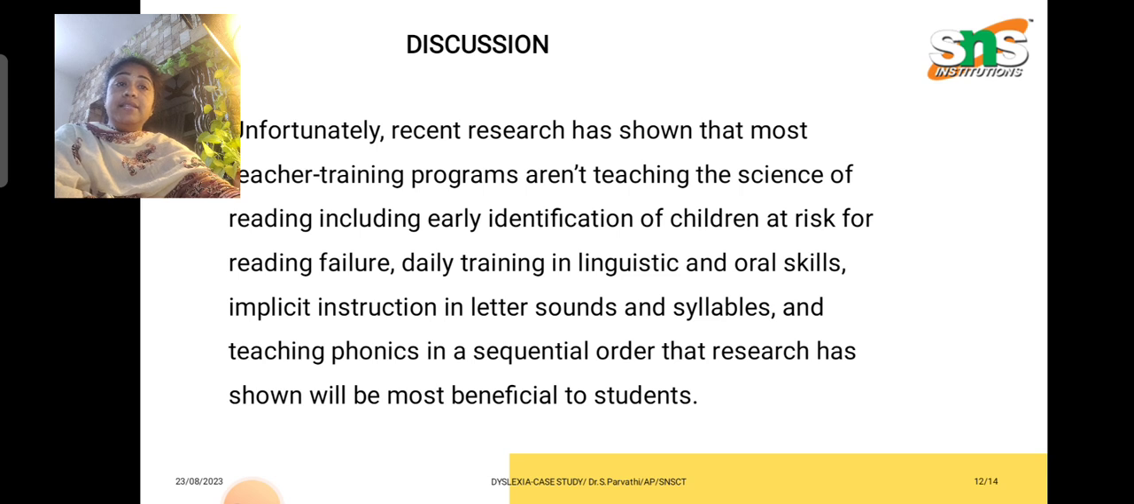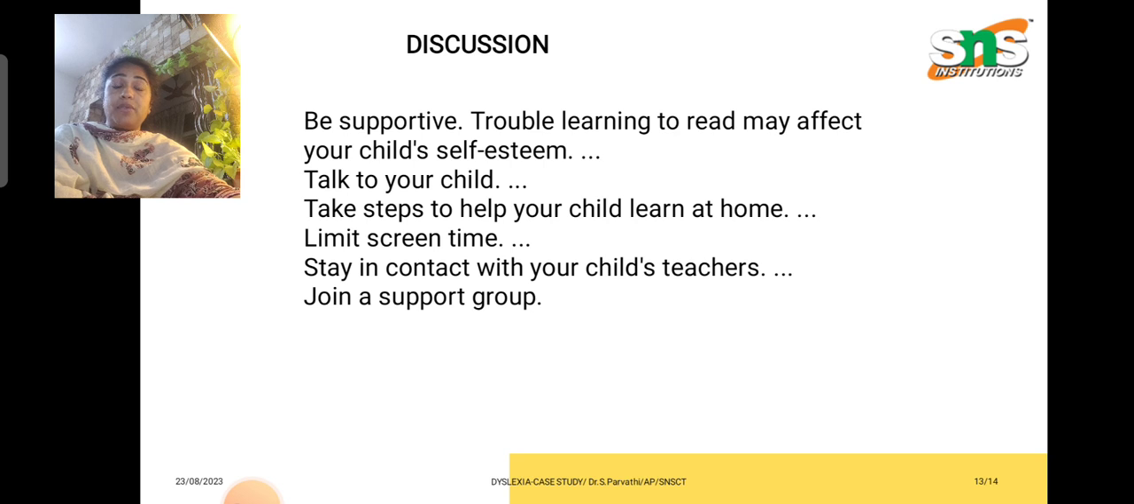Unfortunately, recent research has shown that most teacher training programs are not teaching the science of reading, including early identification of children at risk for reading failures. Daily training in linguistic and oral skills, explicit instruction in letter sounds and syllables, and teaching phonics in a sequential order, research has shown, will be most beneficial to students.